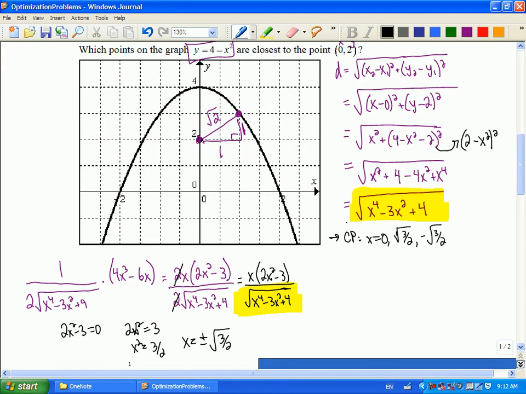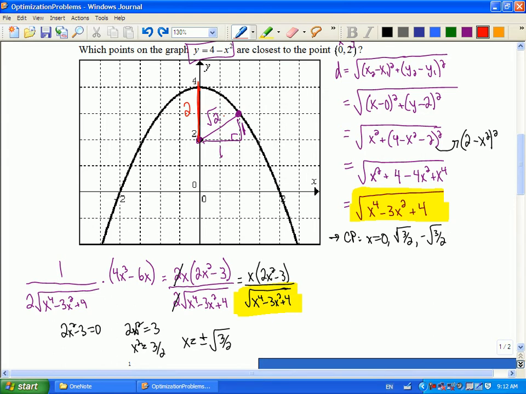0, root 3 over 2, and negative root 3 over 2. Now right away I can tell you that 0 is not a critical point because it's really easy to see the distance there as long as I count properly this time. That distance is 2 and root 2 is already smaller. I've just shown you one where it's smaller, so I know that can't be the one I'm looking for.